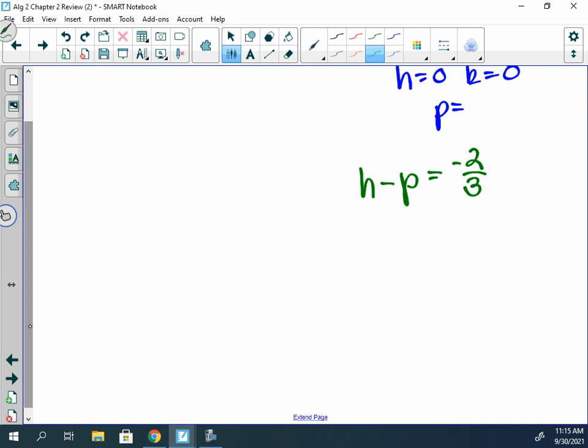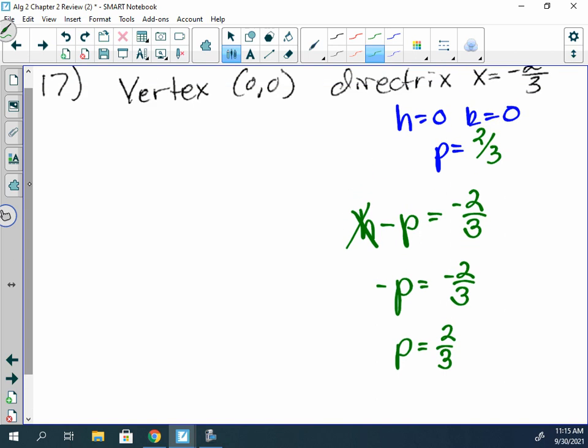Well, what's the value of h? 0, so it's gone, yes? Because we could write 0 in, but 0 minus p is just the same as saying negative p equals negative 2/3, yes? We good with saying that? So what's p? Do I have everything I need to find the equation? Yes, so we can plug it in.